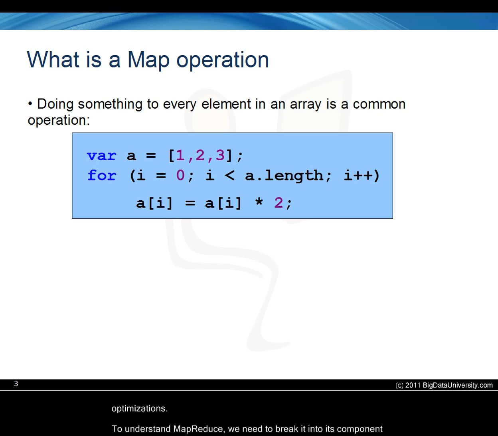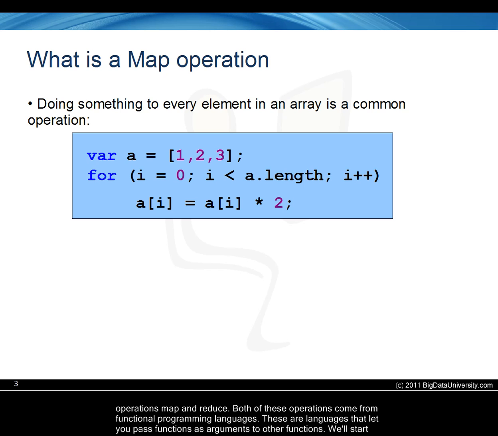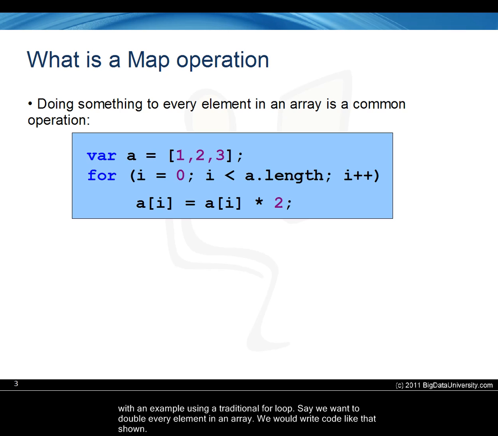To understand MapReduce, we need to break it into its component operations, map and reduce. Both of these operations come from functional programming languages. These are languages that let you pass functions as arguments to other functions. We'll start with an example using a traditional for loop. Say we want to double every element in an array. We would write code like that shown.